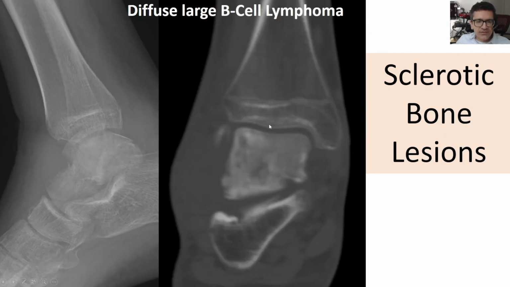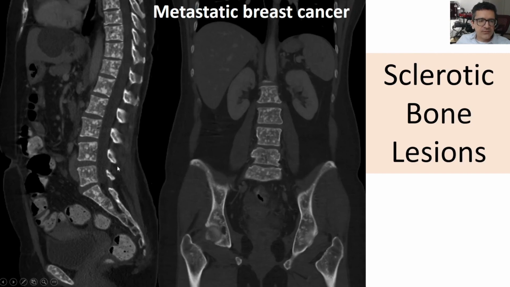This is a patient with diffuse large B-cell lymphoma, increased density on the conventional radiographs. You can appreciate the soft tissue component right here. And on the CT, you can see the soft tissue component not so well on the bone window, but it's done to highlight the sclerotic nature of the lesion. This is a patient with metastatic breast cancer, multiple tiny sclerotic bone lesions.